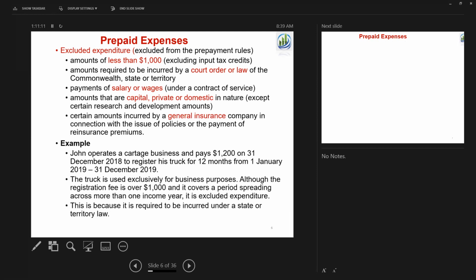You can see I put it as an example. John operates a business. He paid for 1 year. What is it that he paid? How much did he pay for the truck used exclusively for business purposes?